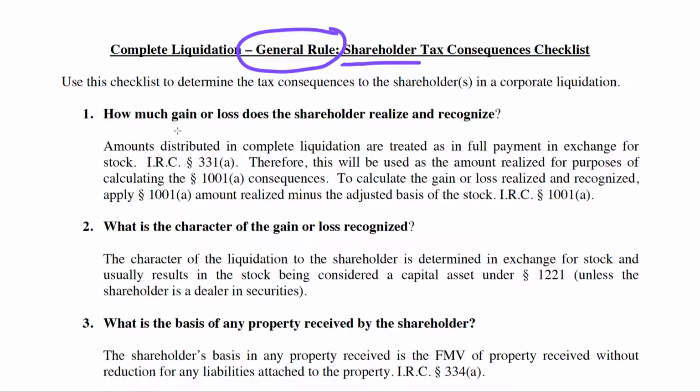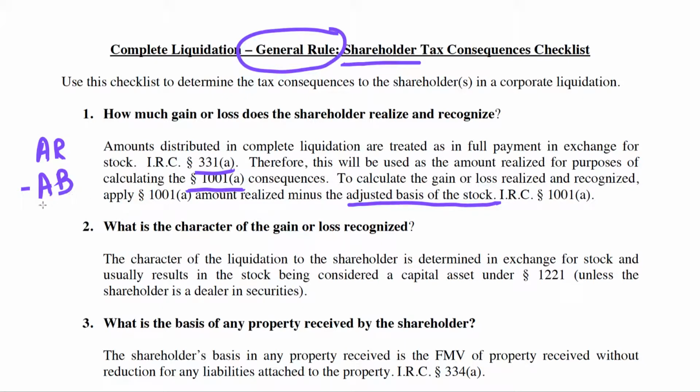The first thing is, how much gain or loss does the shareholder realize and recognize? So under Section 331, we're going to apply the normal Section 1001 amount realized minus adjusted basis. The amount realized is the amount that the shareholder is receiving using the normal amount realized formula: actual cash received plus constructive cash received plus non-cash property minus selling expenses. The adjusted basis, this is important, is going to be the adjusted basis in the stock that the shareholder has in the corporation. That's where some students, when they're learning this topic or in practice, have to keep things straight.